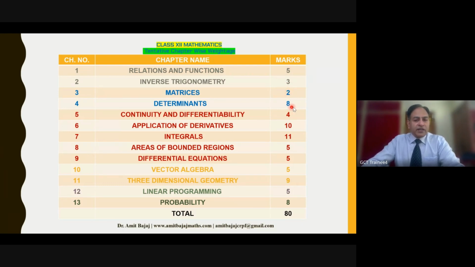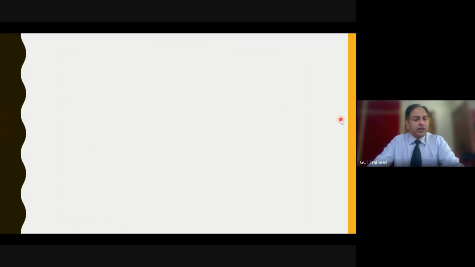Matrices and determinants, for example: if you look at the blue color, this is a 10-marker. One can expect matrices for say 4 marks and determinants for 6 marks. So that 10 marks will remain the same, based on the CBSE sample paper and last year's paper. This is just a rough idea, so that weaker students, those slow learners, are clear on what topics are essentially required and more practice can be given.